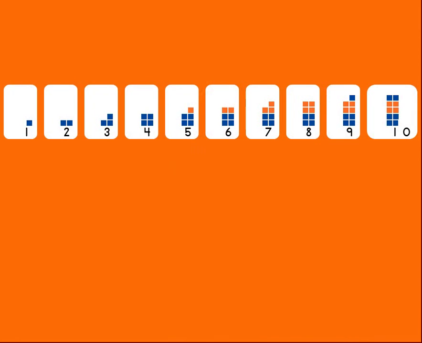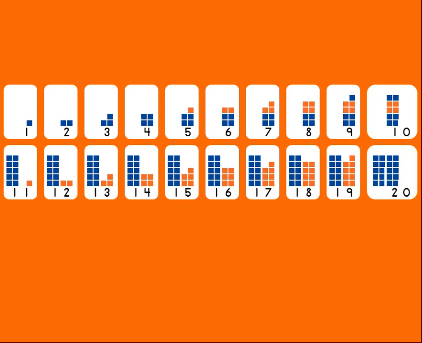So this is our number parade, showing the numbers 1 to 10. And then we have the numbers 11 through 20, where the 10 is all blue and each of the ones is all orange.